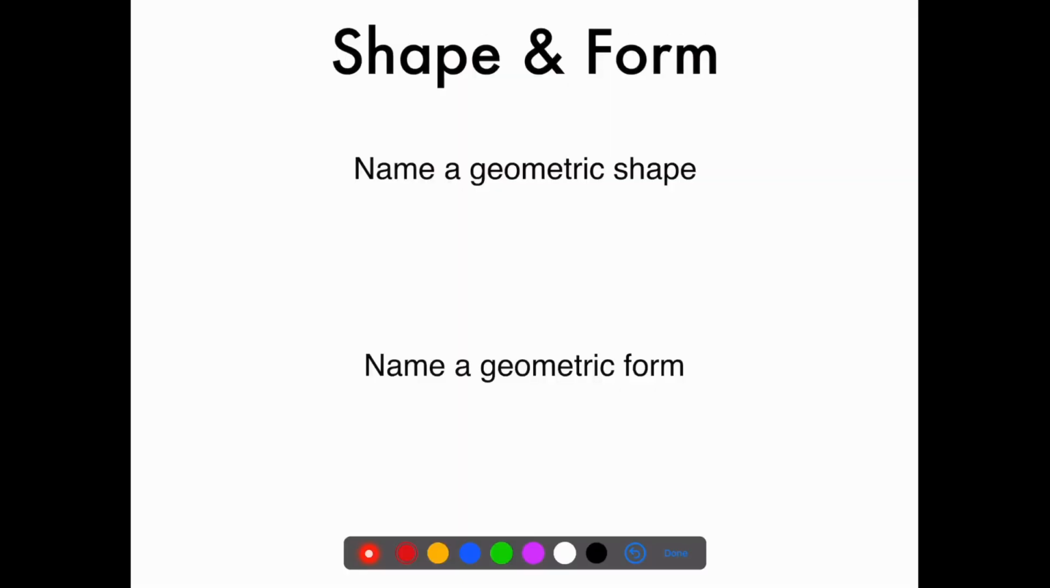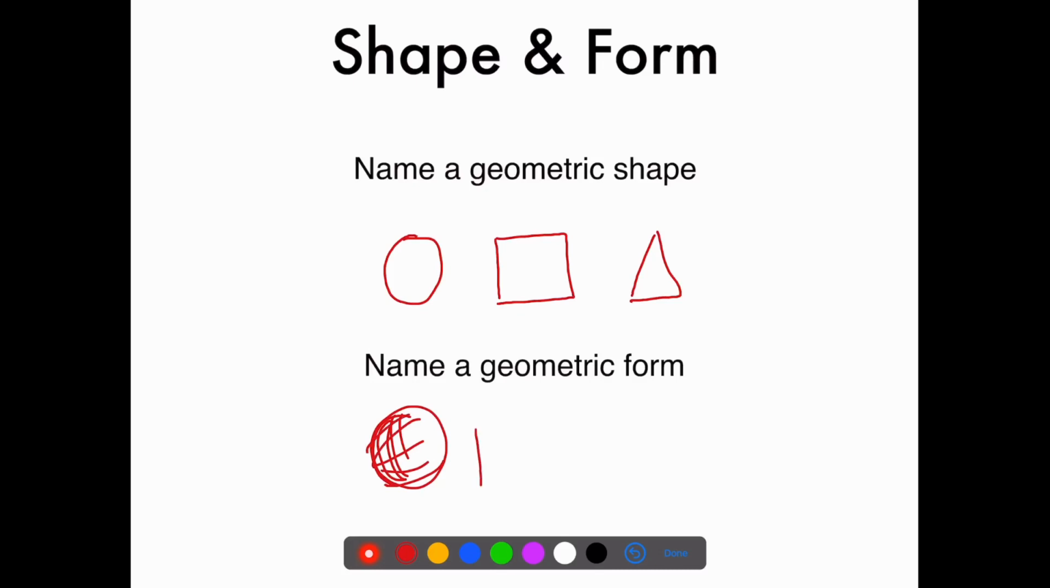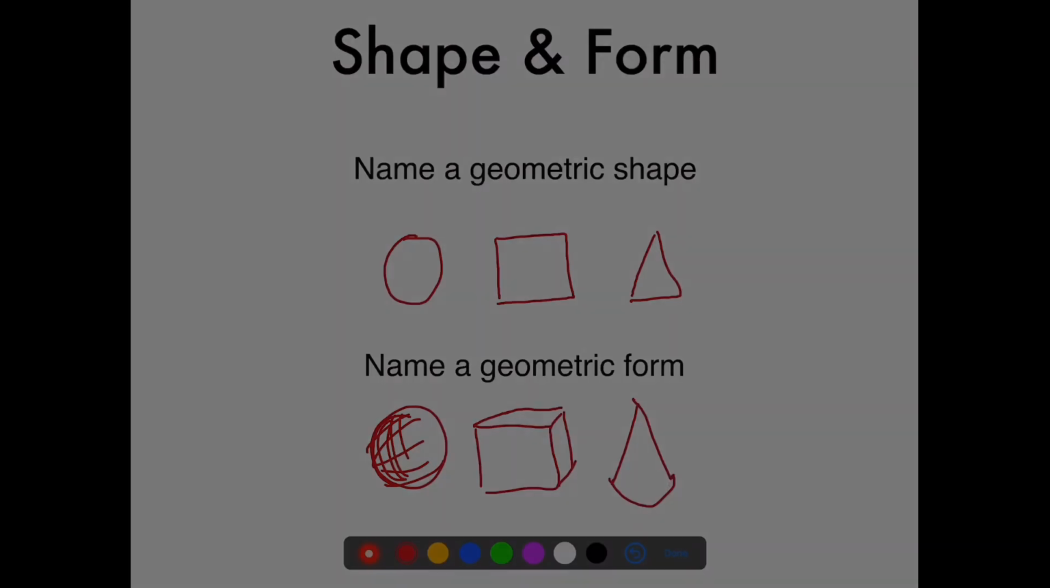So for this one, to name a geometric shape, you could say a circle, square, triangle, but its geometric form would be maybe a sphere, something that's shaded to make it look three-dimensional. You could say a cube. And then the triangle, you could call it a prism.